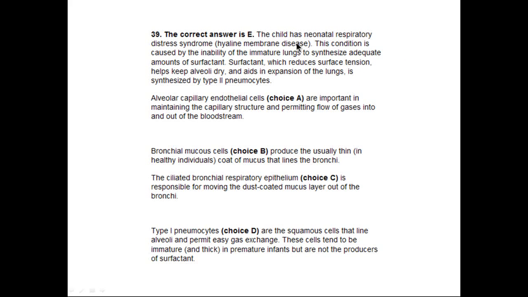If the child's born too early, they're going to have a problem with surfactant production. They can have hyaline membrane disease, the inability of immature lungs to synthesize surfactant. You can read these others.